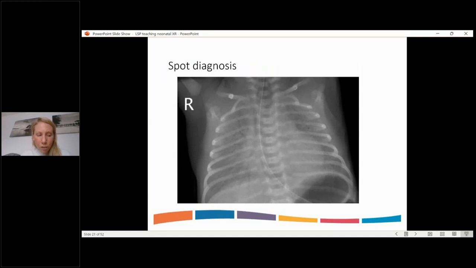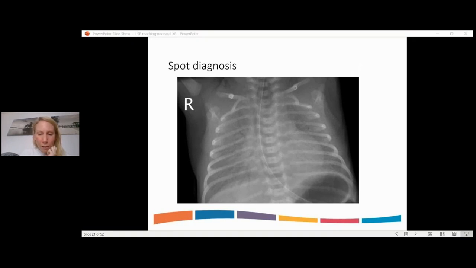This next one, this is a spot diagnosis. So this is for a condition that you might commonly see in the lungs of a baby on a neonatal unit. What do we think this one is? You would normally obviously have some sort of history for the baby, but if you were given this image, this is a particular textbook image of this condition that we see commonly in the neonatal unit. What do we think it is?